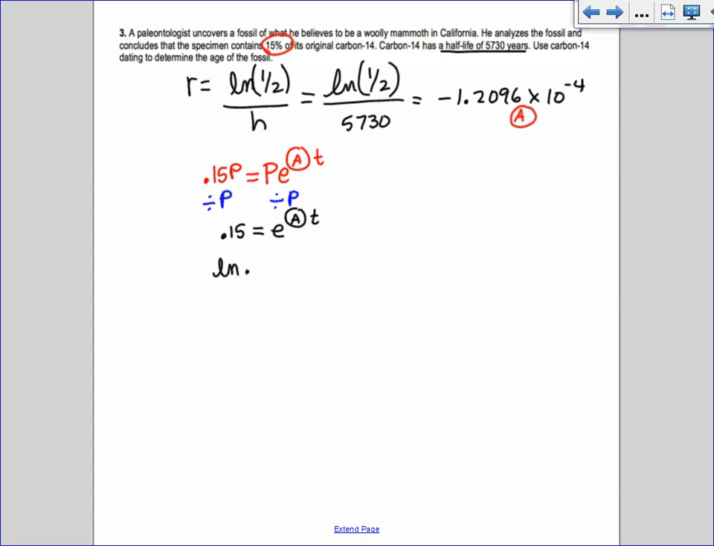I'm almost done. And the natural log and e cancel. So I do natural log of 0.15 divided by what I had stored. So I get 15,682.813 years. So then he could determine if it was from that time period or not. Does this make sense?